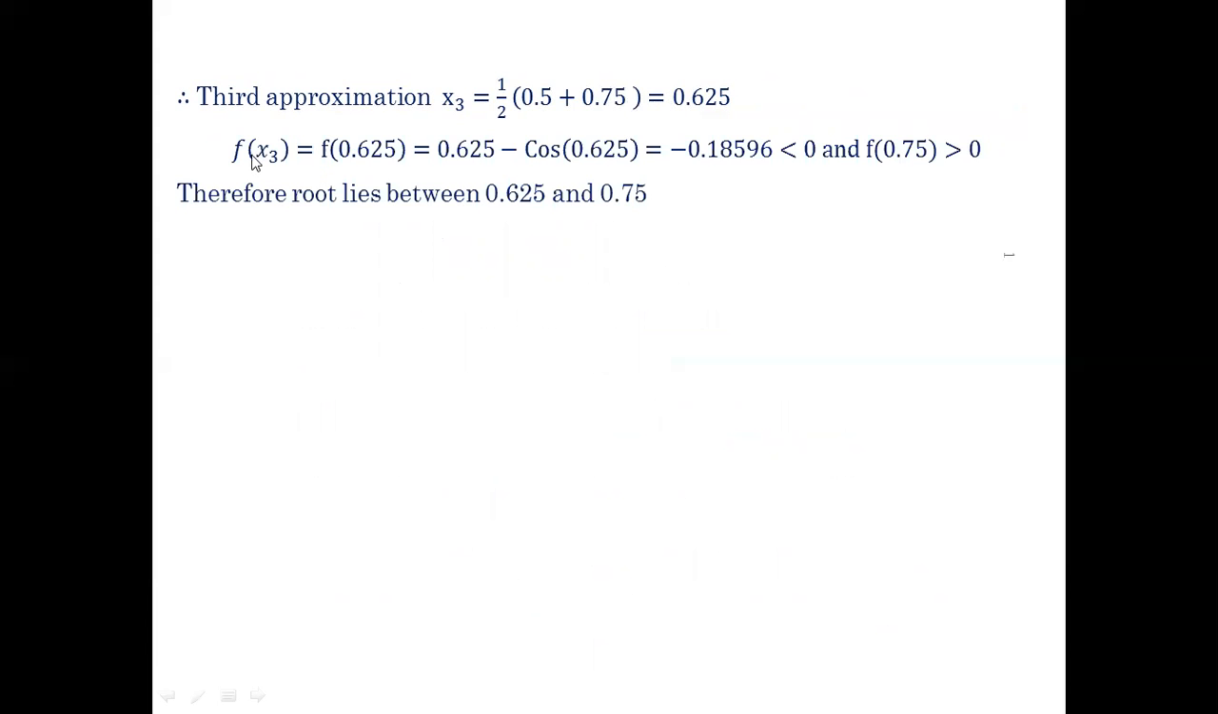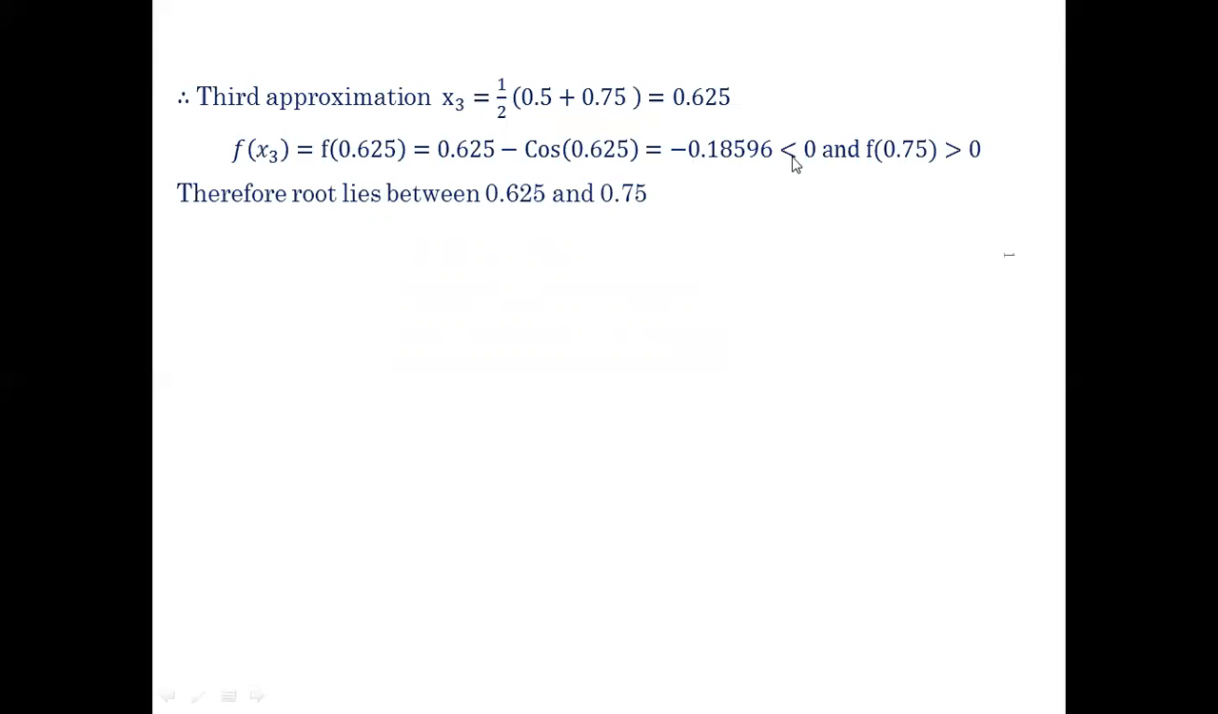The third approximation x3 is equal to 1 by 2 into (0.5 plus 0.75), which is equal to 0.625. Therefore, you find f of x3. Substituting 0.625 in x minus cos x, that is 0.625 minus cos of 0.625, which is equal to minus 0.18596, less than 0.